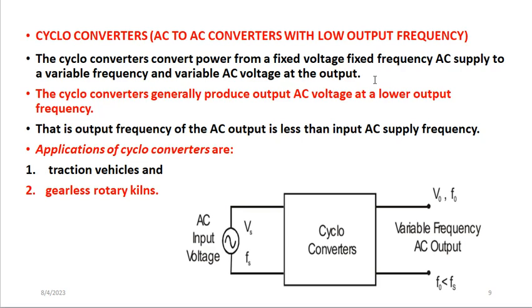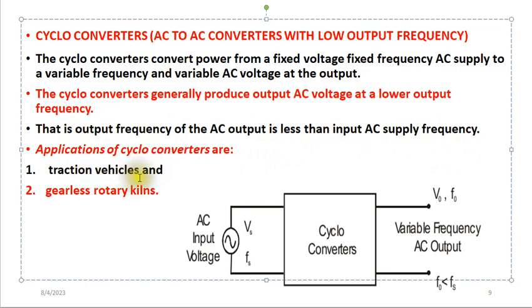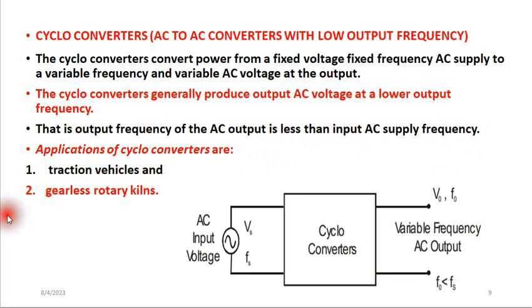The cycloconverters generally produce output AC at lower output frequency. That is, the frequency of the output is lower compared to that of the input, that is, the output frequency is less than the input frequency. Their applications include traction vehicles, that is electric vehicles where we use electric motors, and gearless rotary kilns. These kilns are nothing but a system that is used for supplying heat for baking. Basically, they use it for baking ceramics and bricks.